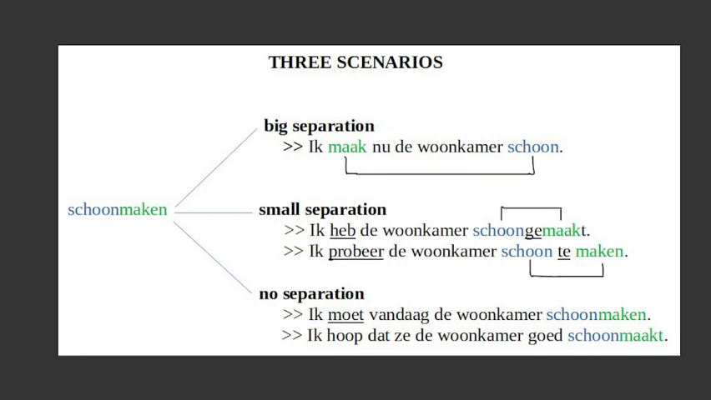The second scenario is small separation, in which case the result and the verb parts remain in the same order, but they are separated by a word like ge or te, as we can see in the examples. Ik heb de woonkamer schoongemaakt. Ik probeer de woonkamer schoon te maken. The third scenario is where there is no separation. The example sentences here are: ik moet vandaag de woonkamer schoonmaken. Ik hoop dat ze de woonkamer goed schoonmaakt. Now I will break down the 3 scenarios separately.